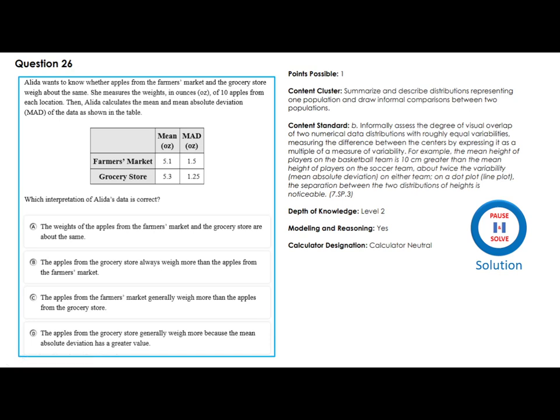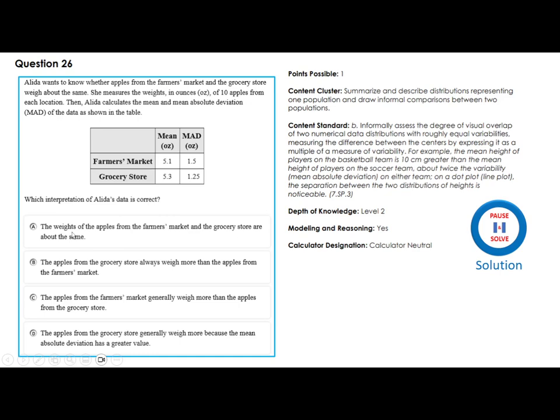Alida wants to know whether apples from the farmer's market and the grocery store weigh about the same. She measures the weights in ounces of 10 apples from each location. Then Alida calculates the mean and mean absolute deviation of the data as shown in the table. That's the farmer's market. That's the grocery store. The mean is 5.1 and the MAD is 1.5. Mean 5.3, MAD 1.25. Which interpretation of Alida's data is correct?